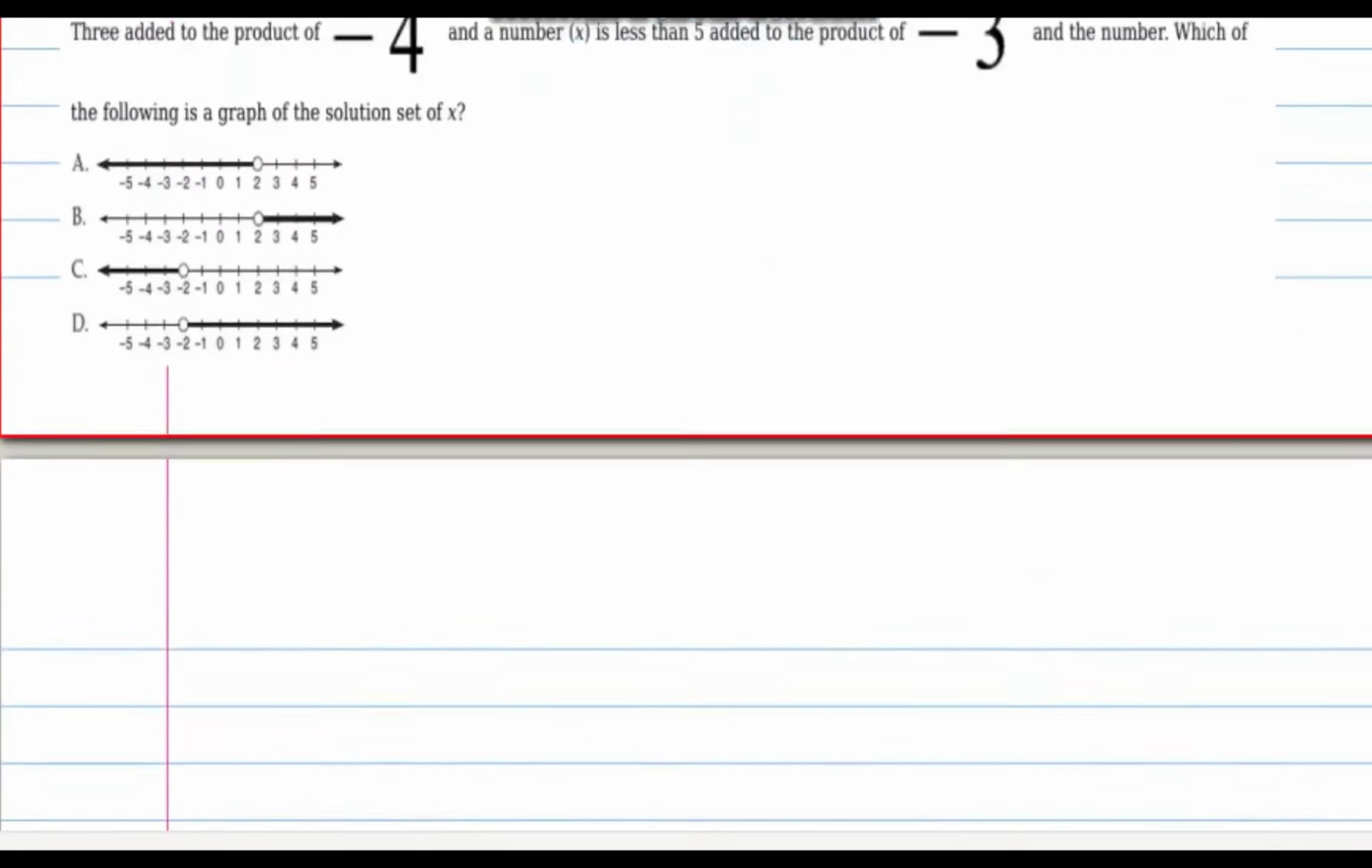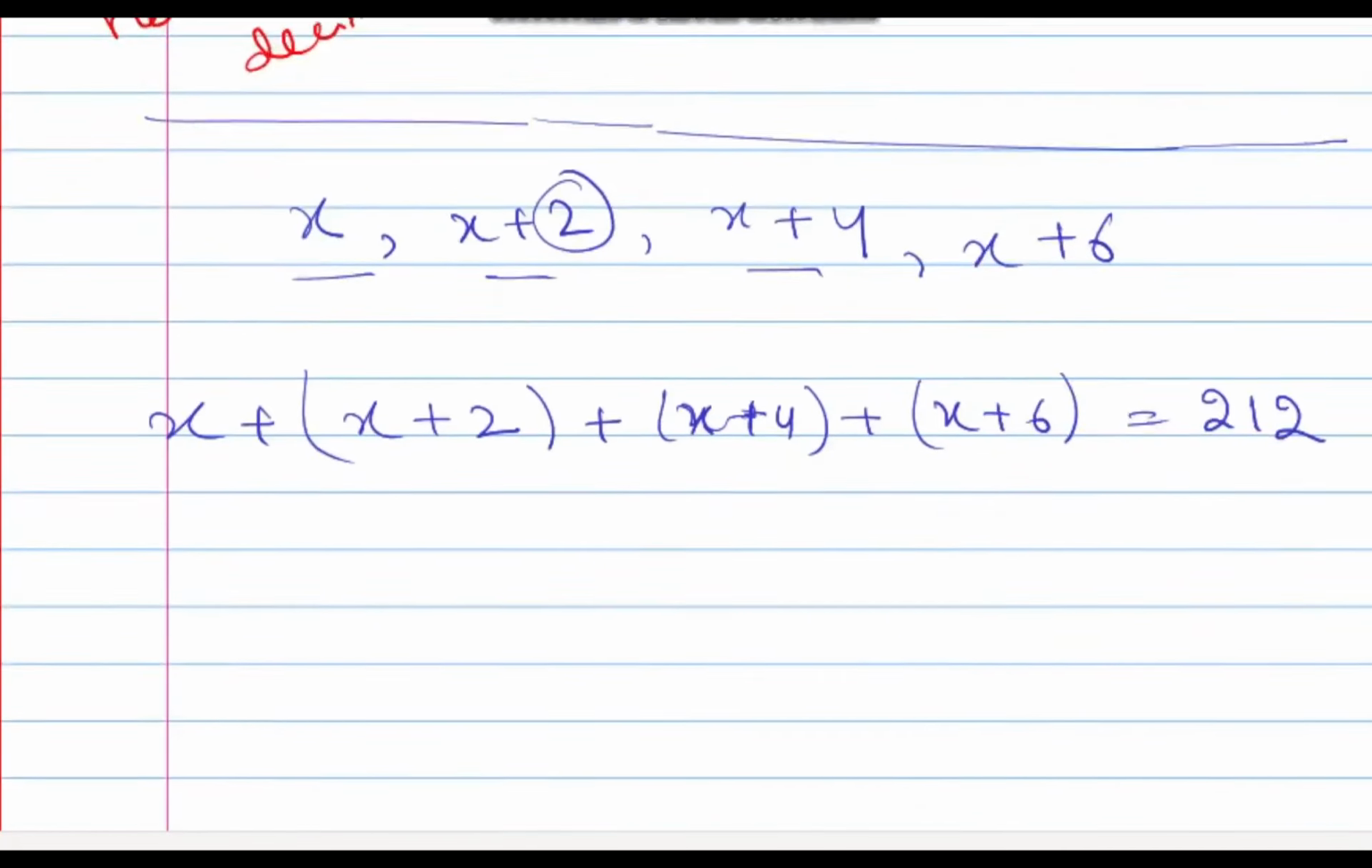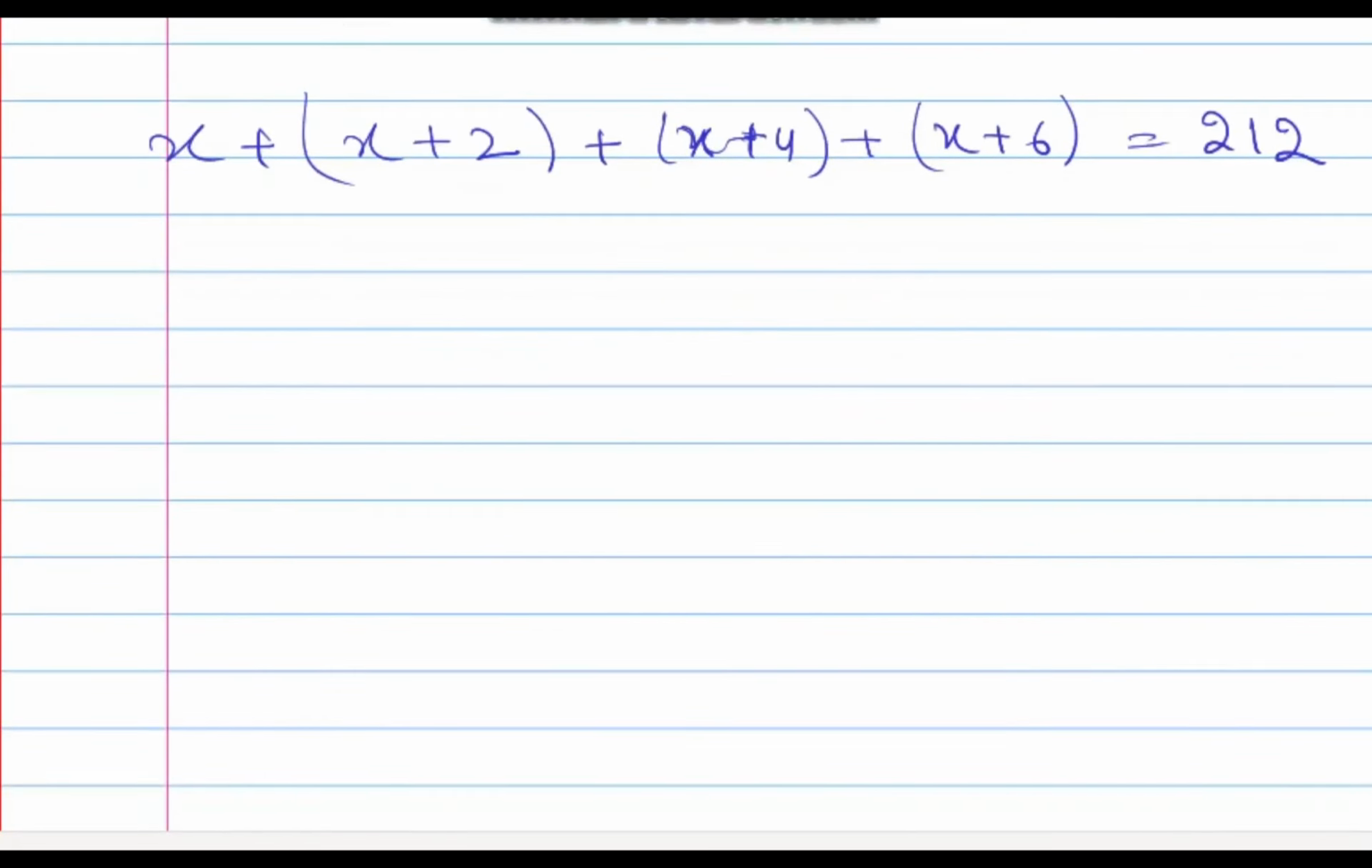Just simplify the equation. How can you simplify the equation? How many x are there? x plus x plus x plus x, 4x. Let me write it clearly: 4x plus 2 plus 4 plus 6 equals 212.